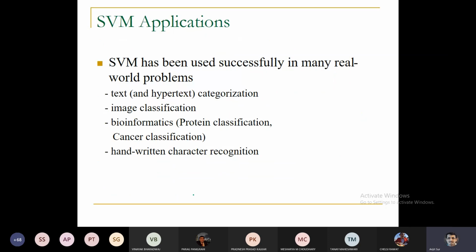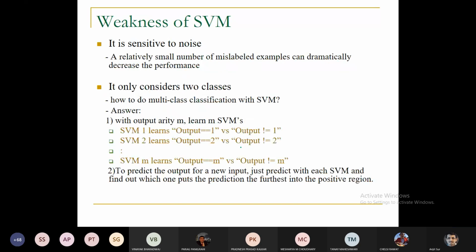So what are the applications of SVM? It is very useful in text categorization or hypertext categorization, image classification, bioinformatics, protein classification or cancer classification, handwritten character recognition, and so on.